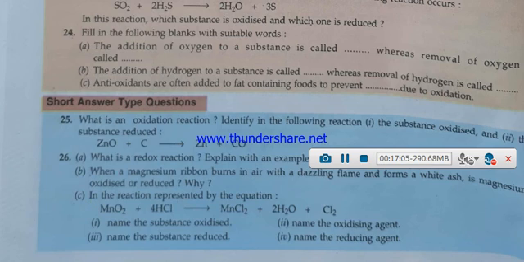Next is the reaction represented as follows. Name the substance oxidized. Oxidized is hydrogen, that is HCl is oxidized, and the reducing agent is HCl. MnO2 is getting reduced and MnO2 acts as oxidizing agent.